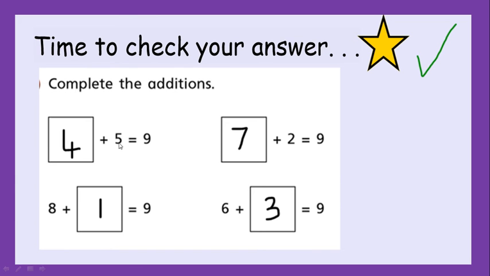Okay, so 4 add 5 equals 9, and that's one of the number bonds to 9. And I did this one with my fingers.